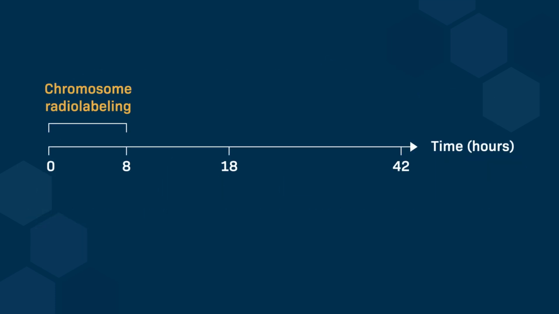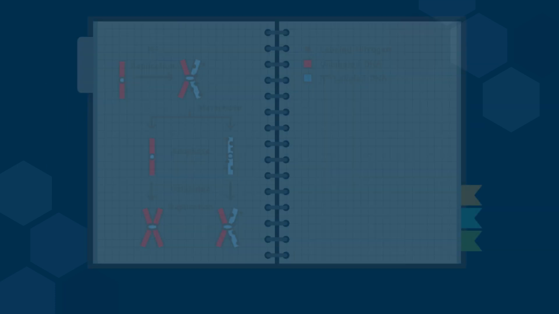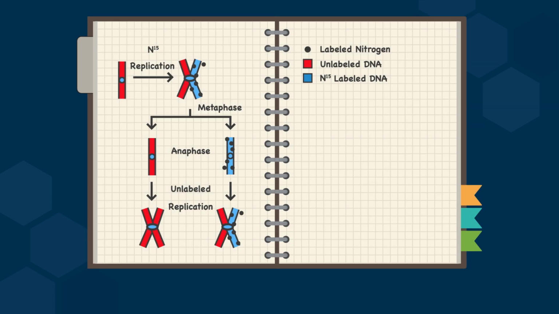In this experiment, chromosome labeling with radioactive thymidine was carried out for 8 hours. Following the switch to a medium without radioactive thymidine, colchicine treatment was applied for either 10 or 34 hours. The goal was to observe how the number of labeled chromosomes or chromatids changed with varying lengths of colchicine treatment to provide insight into the rounds of post-labeling replication. The left page here shows a diagram of the experiment showing the expected outcomes of radiolabeling chromosomes during replication.